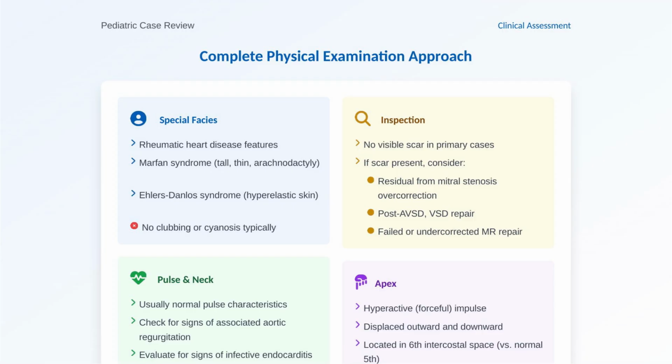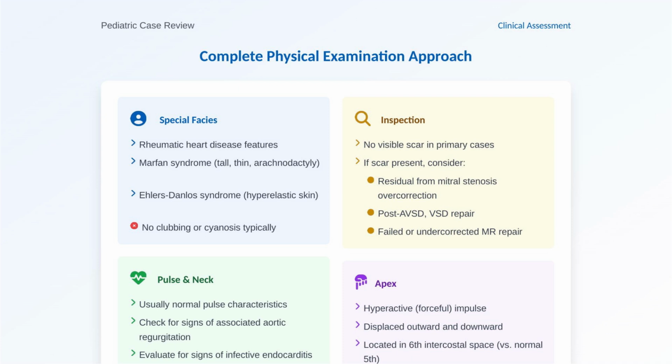When assessing special facies, clinicians should look for features suggestive of underlying syndromes associated with mitral valve disease, such as the characteristic appearance of rheumatic heart disease, the tall stature and arachnodactyly of Marfan syndrome, or the hyperelastic skin seen in Ehlers-Danlos syndrome. Importantly, clubbing and cyanosis are not typically associated with isolated mitral regurgitation.